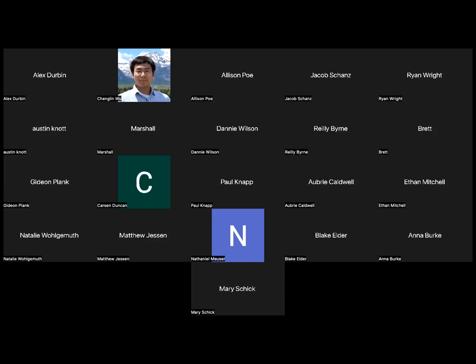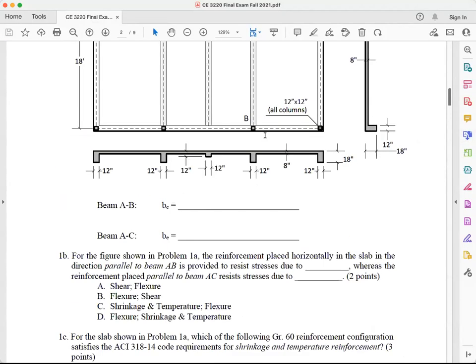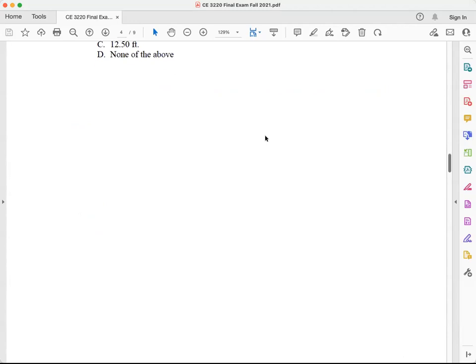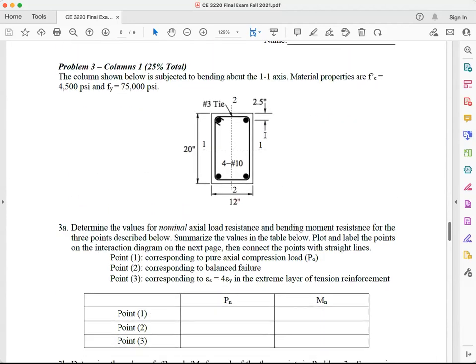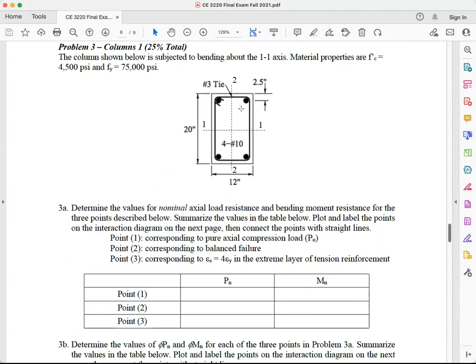Let me see here. Final exam. All right, so let me share screen with you guys. Do you guys see my screen? Can you guys see it? Yes. Good deal. Okay, so problem number 3 is a column, right?